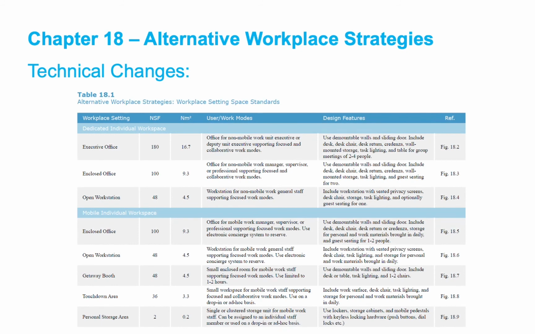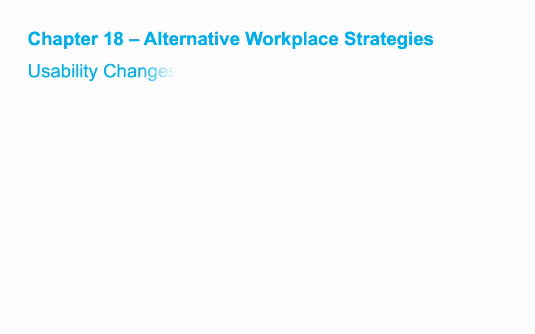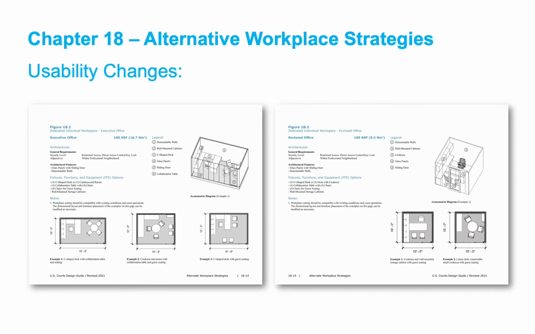Table 18.1 has been updated to reflect space sizes that align across workplace settings to allow for modularity. Figure 18.14 depicts modular design examples and how the new space sizes can be reconfigured to suit different needs and workplace settings. Figures 18.2 through 18.13 have been reformatted to consolidate information into the room datasheet format.